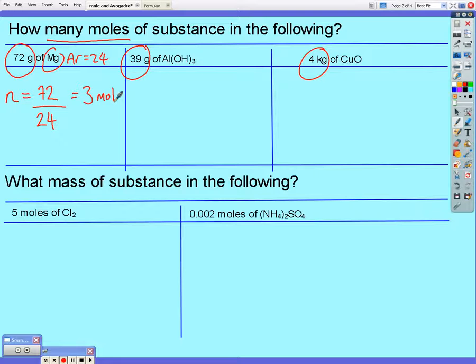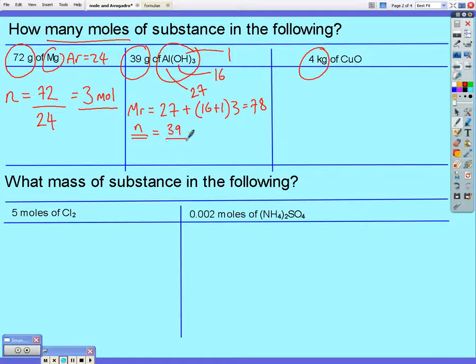You'll notice that I've just shortened moles to mol. That's our unit for moles. Next, we're trying to find out the number of moles we have in 39 grams of aluminium hydroxide. If you look at your periodic table, you'll find that aluminium has a relative atomic mass of 27, hydrogen 1 and oxygen 16. So in that case, the relative molecular mass of aluminium hydroxide is 27 plus 16 plus 1, all multiplied by 3, which gives us 78. So our number of moles is the mass, 39, divided by our molar mass, 78, which gives us 0.5 moles.